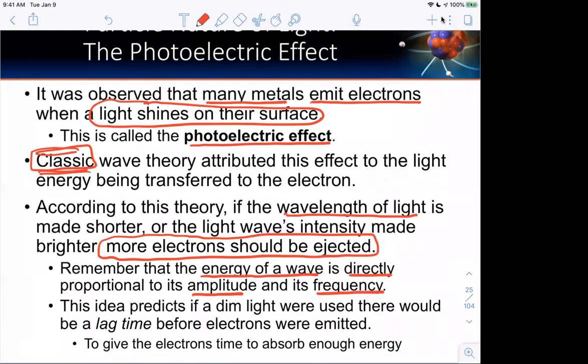This idea predicts that if I used a dim light, there would be a lag time before electrons were emitted. If I didn't have enough energy initially, I would have to accumulate more light. There's going to be a lag time before my electrons are emitted, in order for them to absorb enough energy from that dim light. Again, this is what is predicted by classic wave theory, pre-quantum.